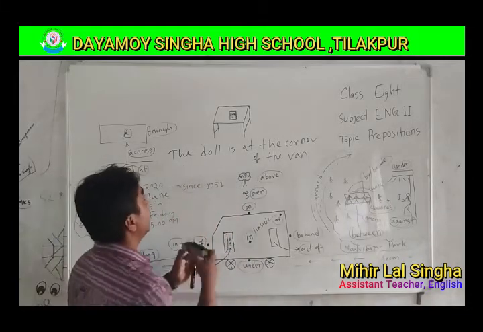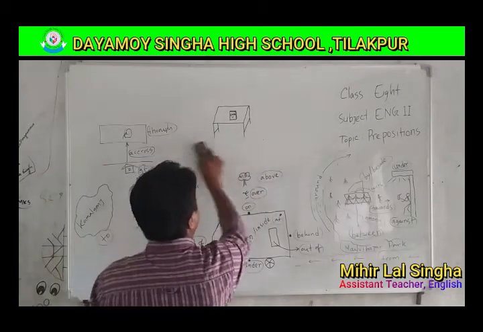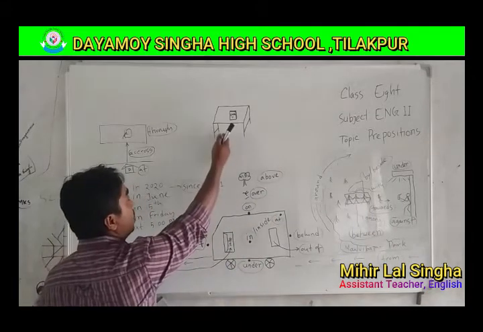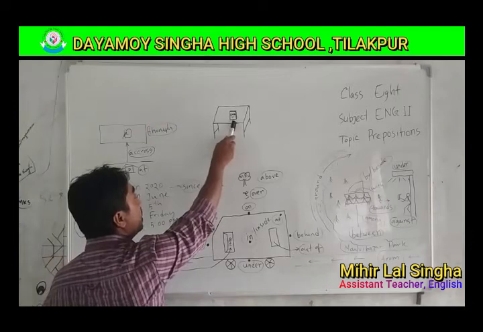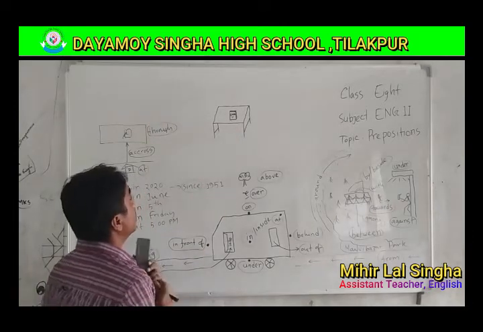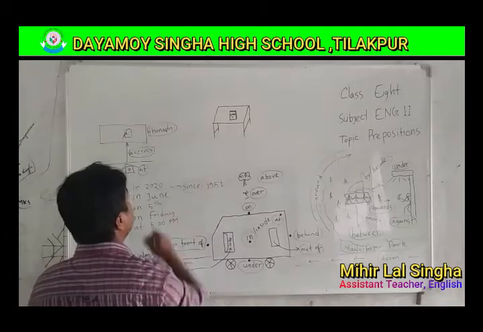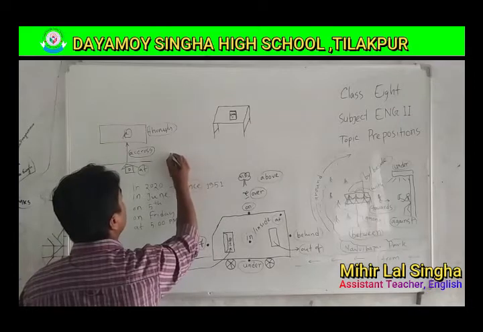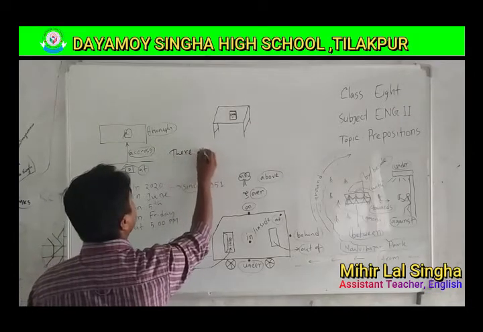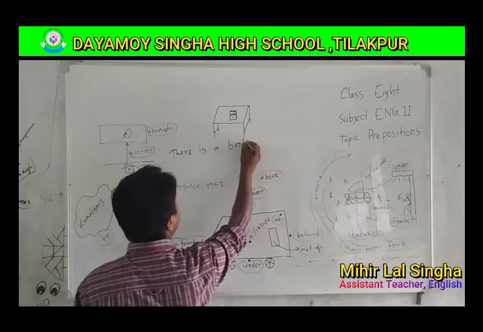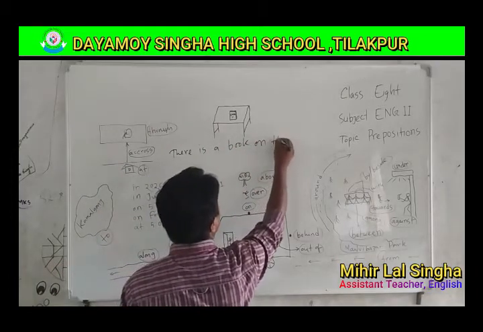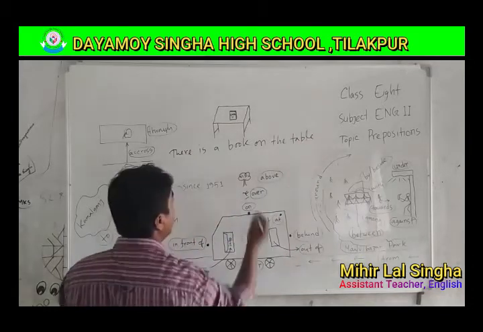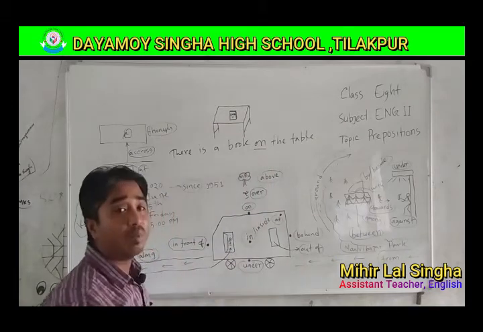So I have written a sentence. I have drawn a picture on top of the board, a table. Okay, so there is something on the table. Say it's a book. If we make a sentence using the picture, what can we write? There is a book on the table. Okay, so here 'on' is a preposition.